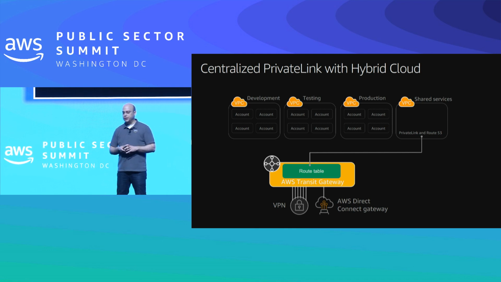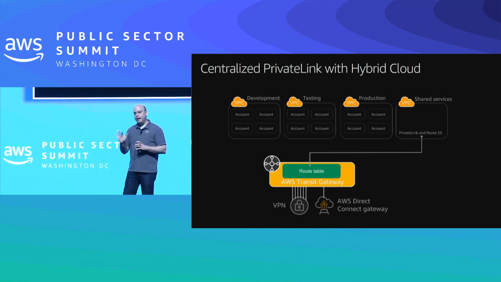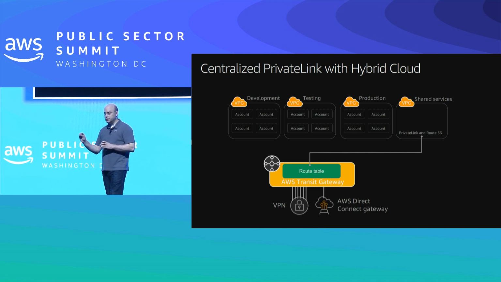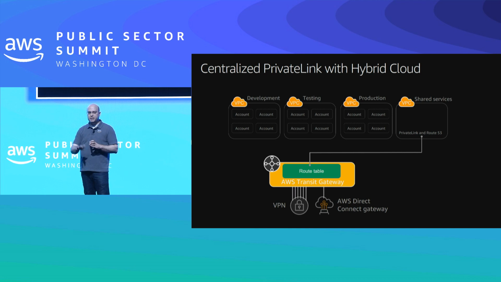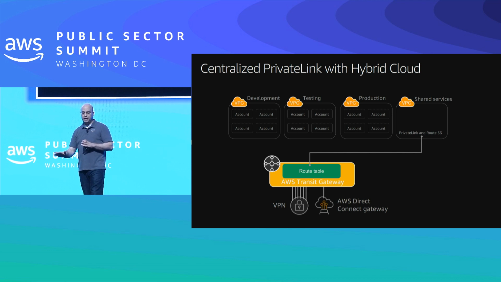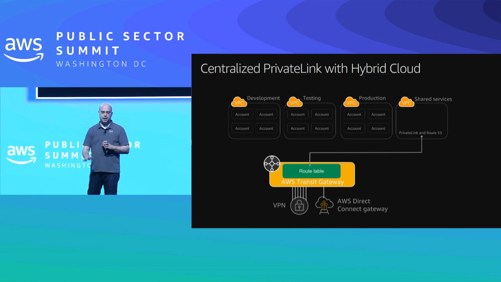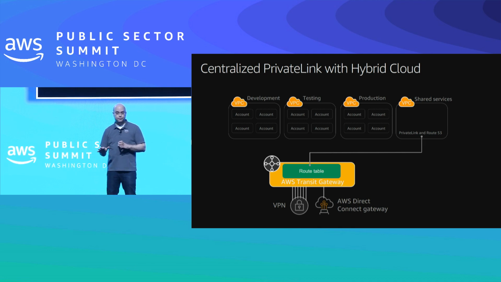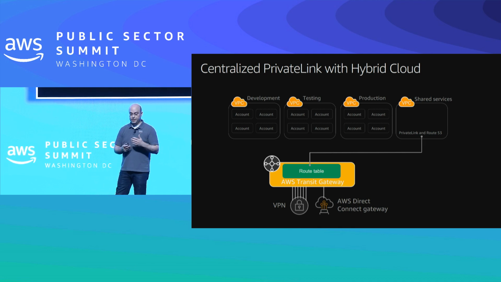What we're going to try and do here is have a shared services VPC where all of our key resources exist: VPC endpoints powered by Private Link, Route 53 Resolver. Connectivity is available to and from it, and through the VPN and Direct Connect gateway from our on-premises environment. So let's start to build this.